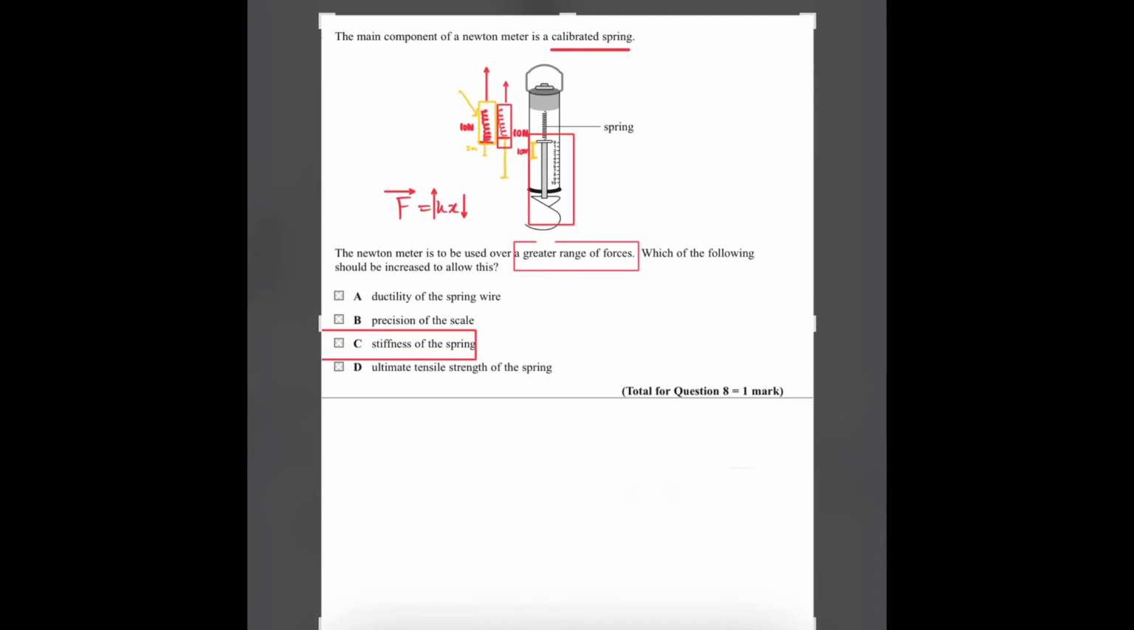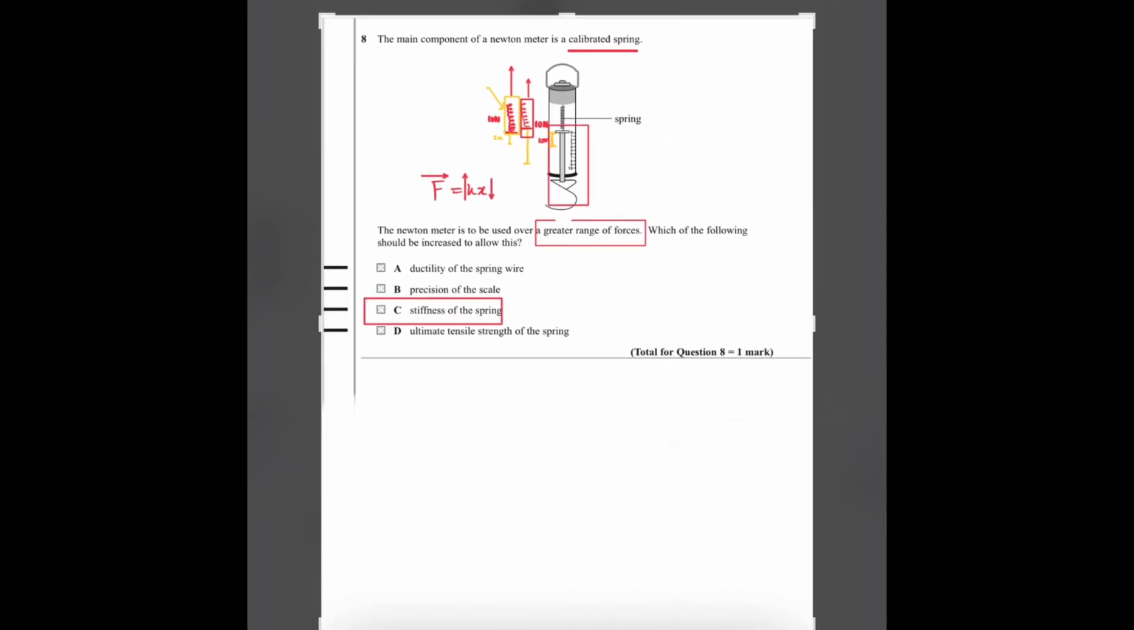Another reason is that part D involves plastic deformation. We do not want plastic deformation, since at that point the limit of proportionality has been crossed, and the force is not proportional to extension at that point. So the only answer to number 8 is C.